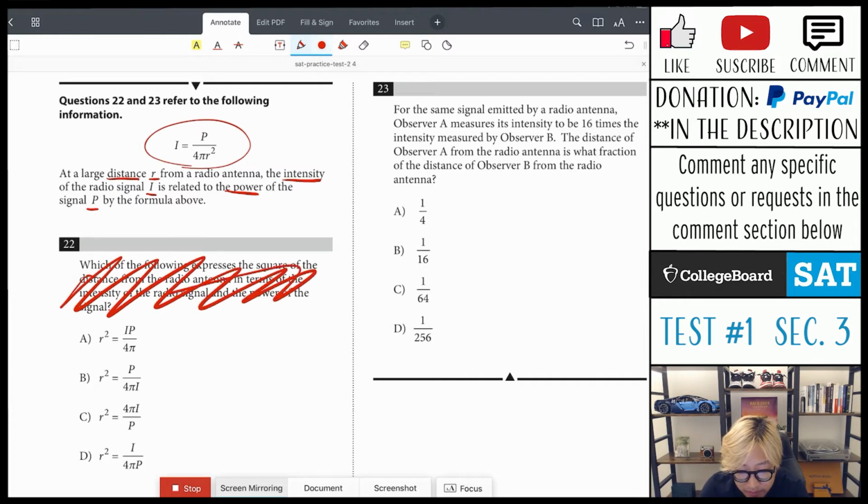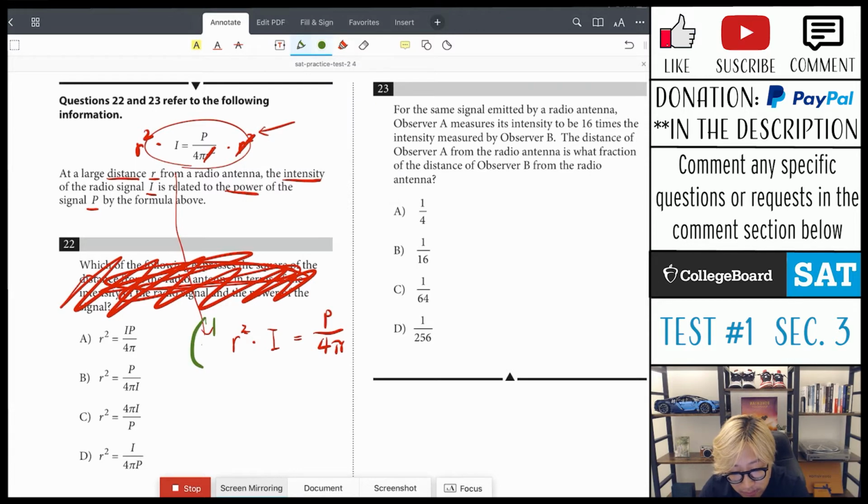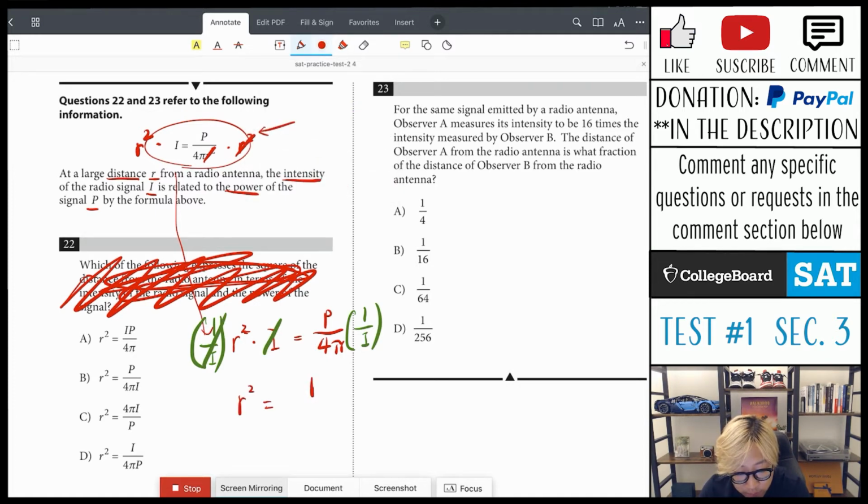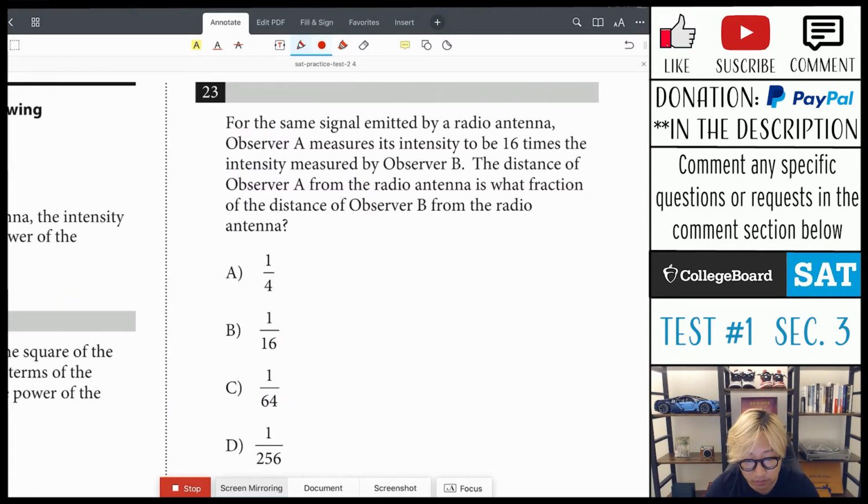I don't want to read it because basically I'm just playing with the equation until I leave R squared alone. First, I want to multiply by R squared on both sides, so that cancels. That gives R squared times I is equal to P over 4 pi. Let's multiply both sides by 1 over I. Why would I do that? So that the I's cancel, and that gives me R squared is equal to P over 4 pi I, and that's basically B.